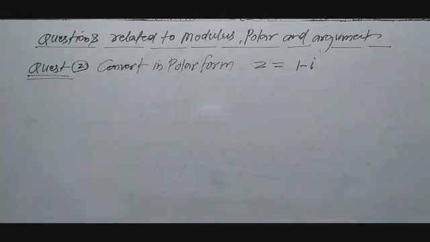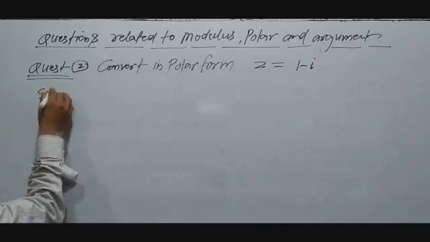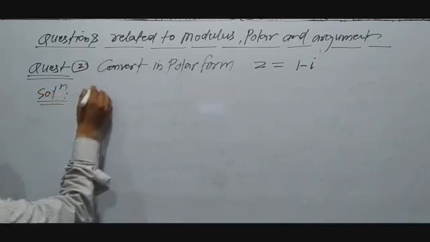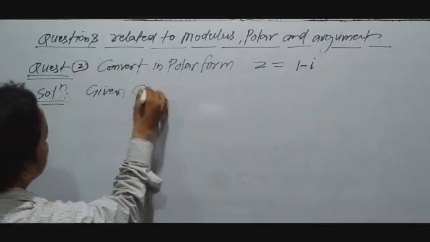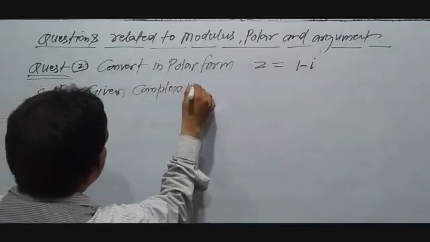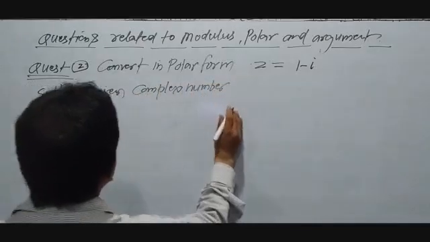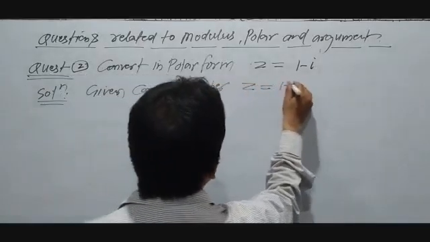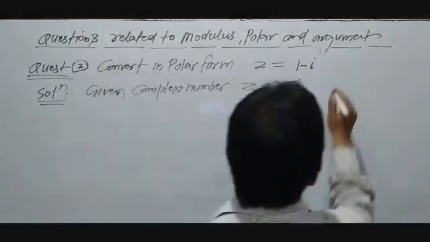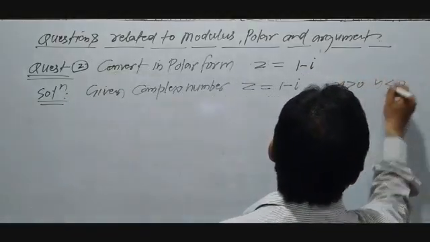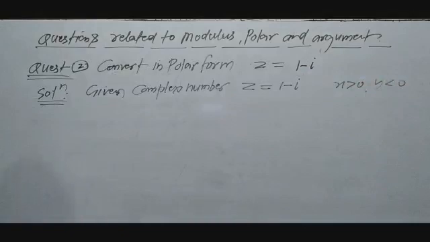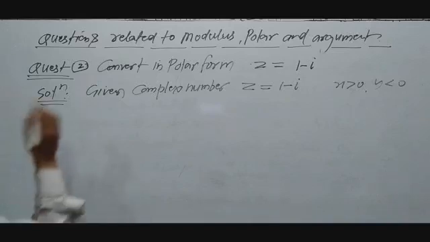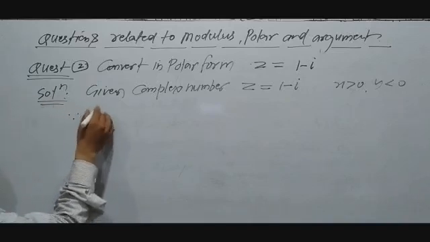So, solution: the given complex number is z is equal to 1 minus i. Since x is greater than 0 and y is less than 0, this lies in the fourth quadrant. Now we have to convert it into polar form.